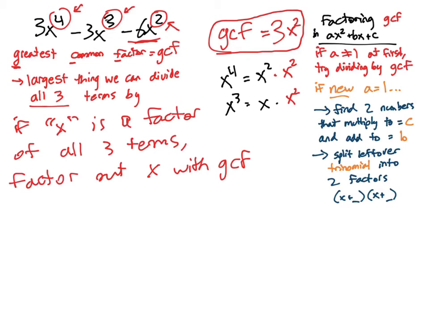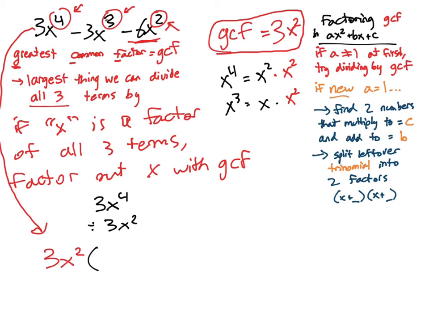And if we divide each of these terms by 3x squared, let's see how that affects the trinomial we have remaining. When we divide terms that have coefficients and variables, we're going to divide the numbers. So 3 divided by 3 gives us 1. And we're going to subtract the exponents on this common base x. x to the fourth divided by x squared gives us x squared.